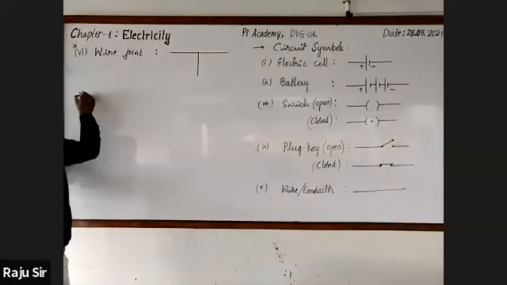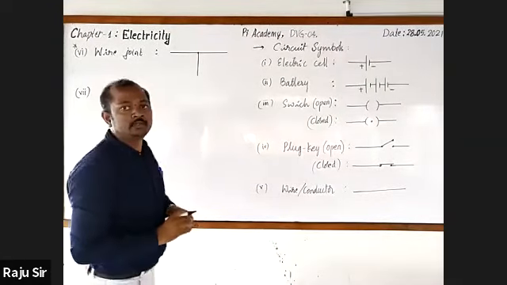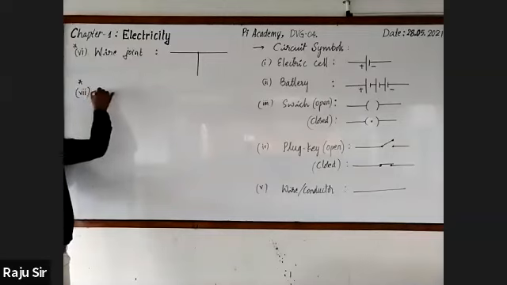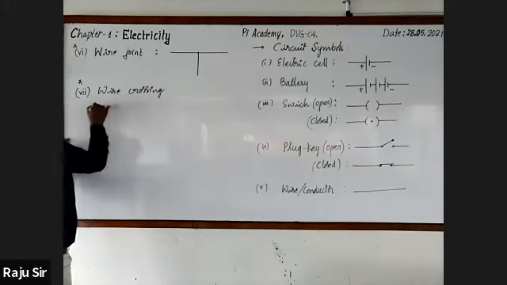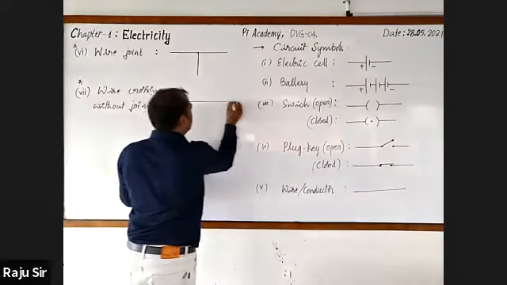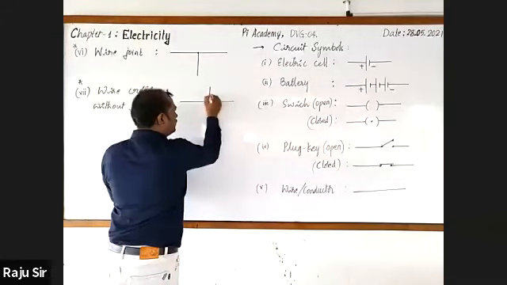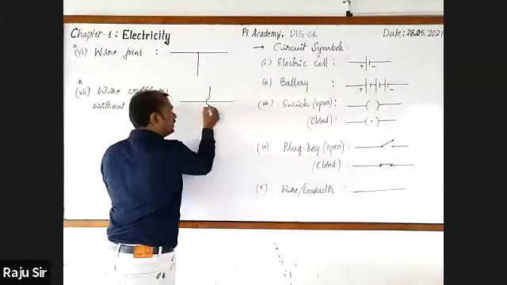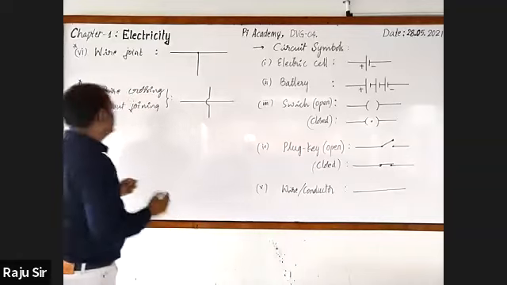Next, seventh one is wire crossing without joint. Put a star mark for this. Wire crossing without joint. We know how to draw a wire. It is a straight line. Another wire has to be taken. It has to cross that, but it is not to be joined. So we draw the symbol like wire crossing without joint.